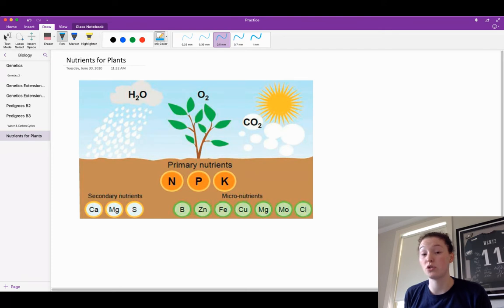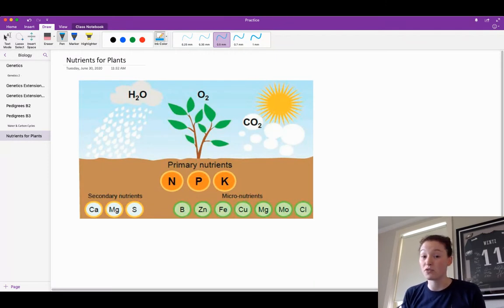Some nutrients are going to be macronutrients, and those nutrients aren't necessarily big, which is the meaning of that prefix macro. Macro means big, but we mean large in quantity, not necessarily large in size of that nutrient, okay? And plants need micronutrients just like you. Micronutrients are things that they only need in small quantities.